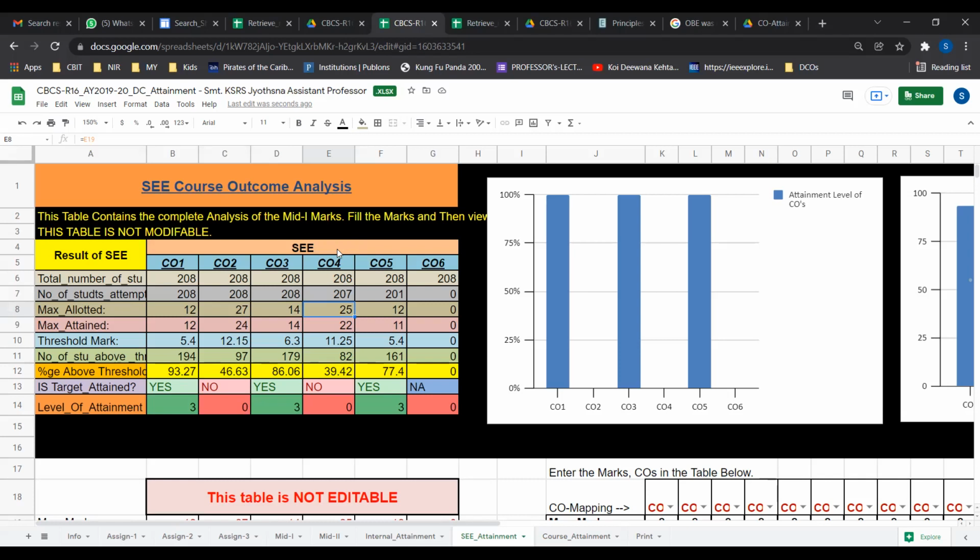Now the two gaps that remain are either a teaching learning gap or a gap in the curriculum. So you can see here, out of 207 people who attempted this CO4, only 82 people could cross this threshold marks, that is 11.25 marks. That means around 40% of the students crossed the threshold marks and the remaining people did not cross.